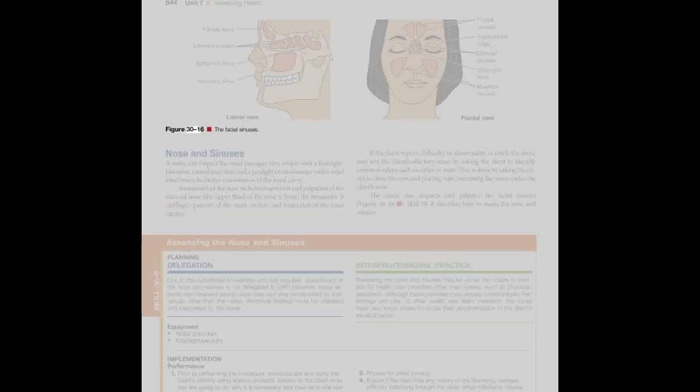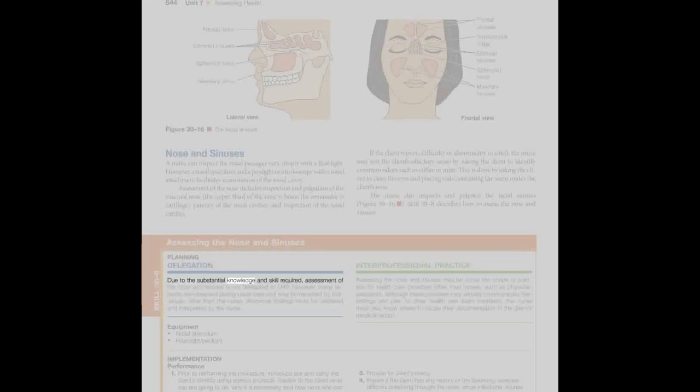Figure 30-16. The facial sinuses. Maxillary sinuses. Sphenoid sinus. Ethmoid sinuses. Frontal sinuses. Supraorbital ridge. Maxillary sinus. Sphenoid sinus. Ethmoid sinuses. Frontal sinus. Lateral view, frontal view. Planning delegation.